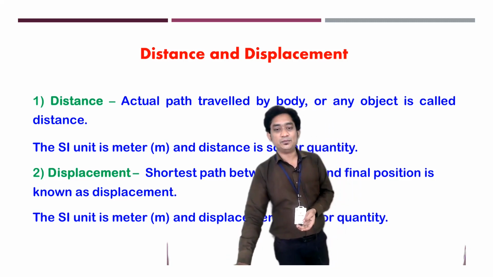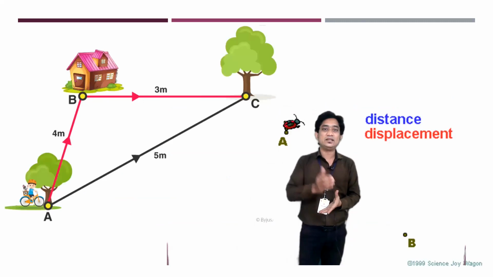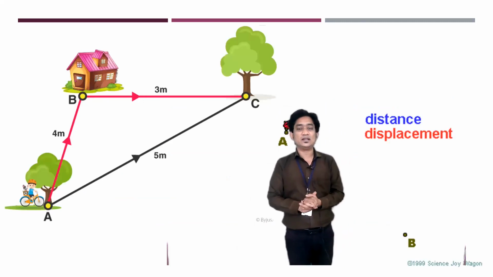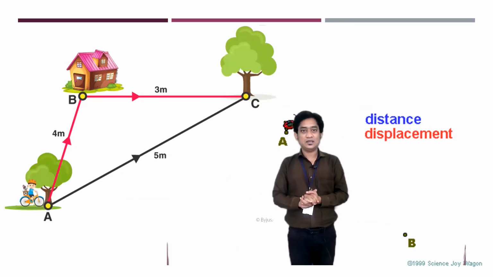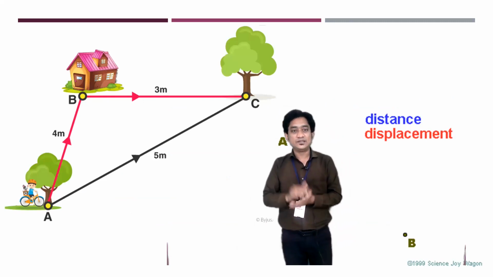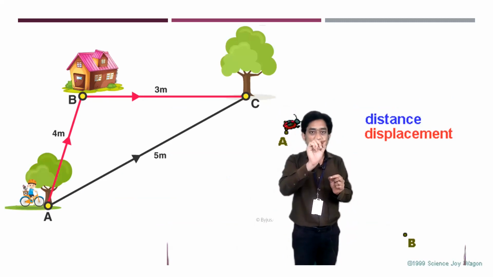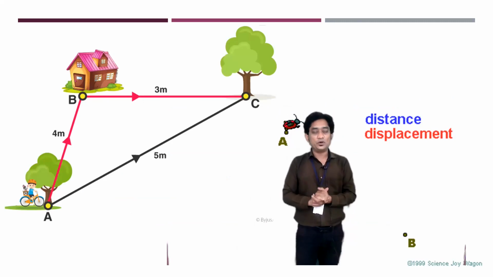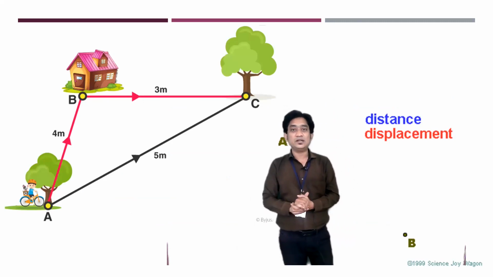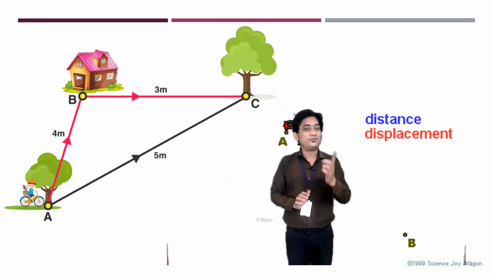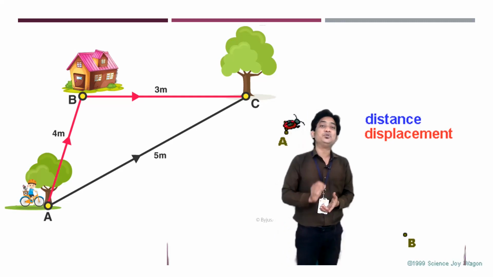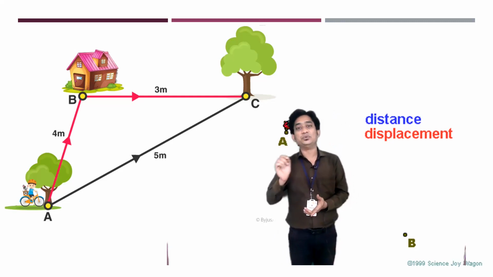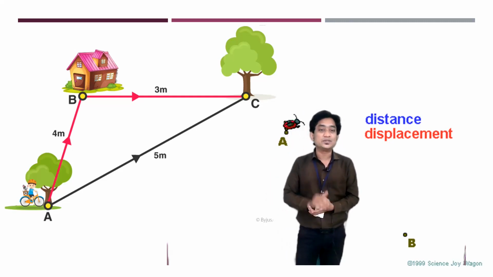So let's take one example. Let's see in the next slide. One figure is in front of you. Three spots are there, that is A, B, C. If we have to find the distance from A to C, the actual path traveled by a body is first A to B, then from B to C. Now A to B is 4 meter and B to C is 3 meter. So distance becomes 4 meter plus 3 meter, that is 7 meter. Distance means actual path traveled by a body, and according to that definition, here distance becomes 7 meter.